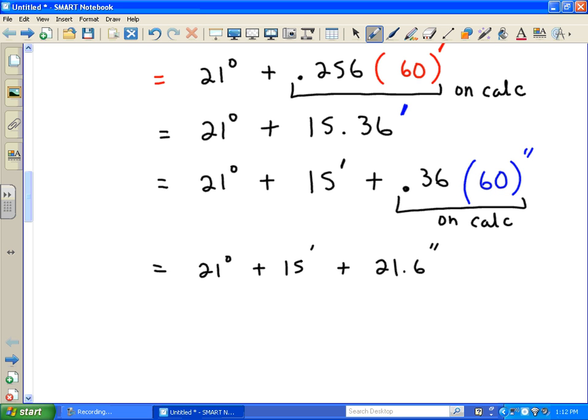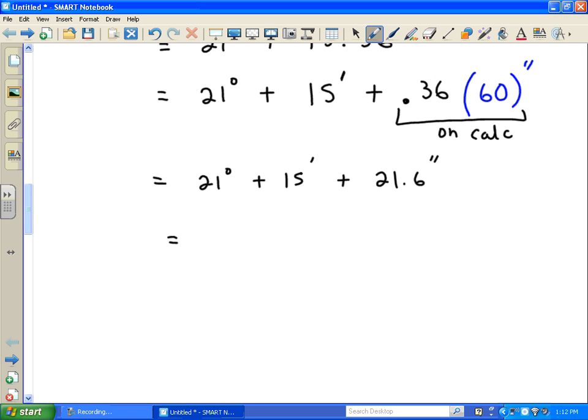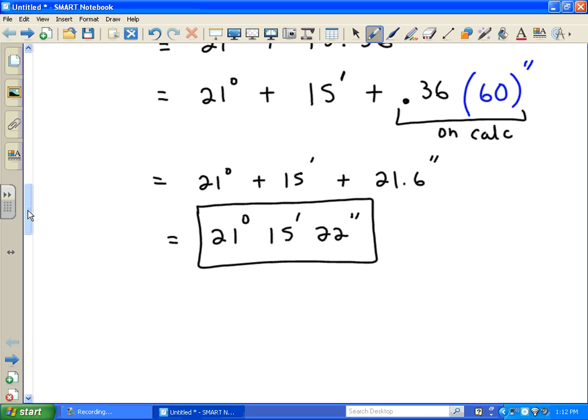The instructions on this problem said convert decimal degrees into degrees, minutes, and seconds. In degrees, minutes, and seconds you do not have decimals contained within that notation, and so what I will do for my final answer is I will round. So I'll have 21 degrees, 15 minutes, and then 21.6 seconds rounds to 22 seconds. And there is my final answer.